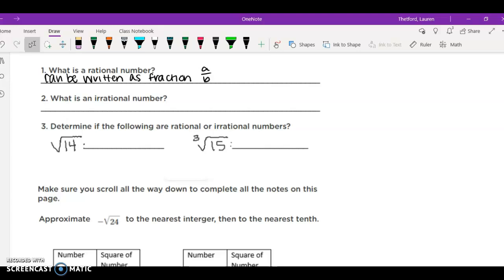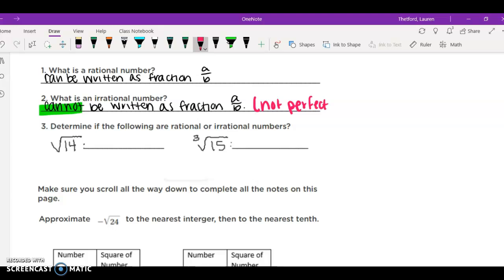All right, so what is an irrational number? It's just the opposite. It's any number that cannot be written as a fraction. Remember, these are like our cubed roots and square roots of numbers that are not perfect squares. So you might want to write on there not perfect squares or perfect cubes. And those are the only ones that we've learned so far.